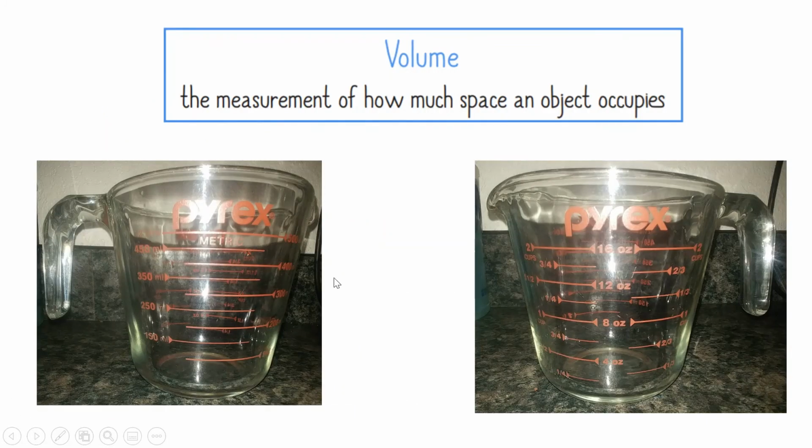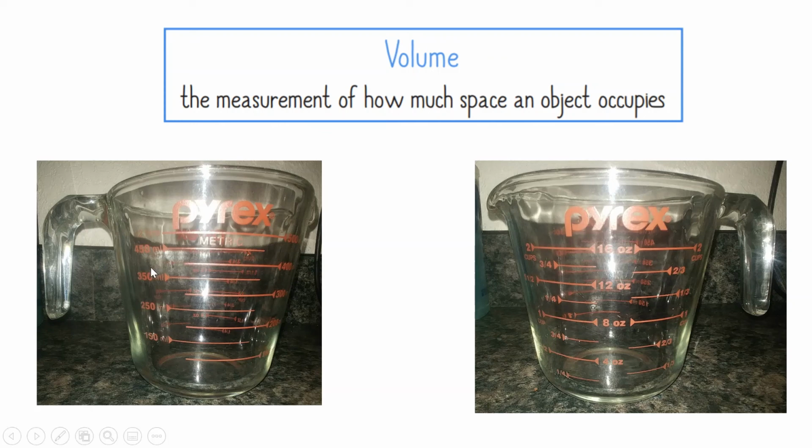Okay, so volume is how much space an object takes up. What types of measuring tools do we use to measure volume? Well, I already have it here. I'm sorry, I stole your thunder. We can use measuring cups, and scientists can use tools such as graduated cylinders or beakers, which I'll show you some pictures of at the very end of this video.